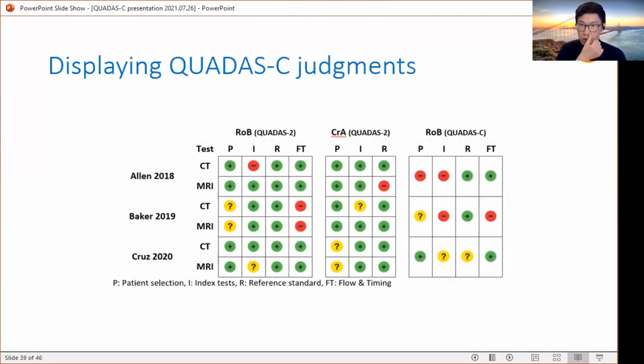So this is how QUADAS judgments are typically displayed, and mostly we think that when doing comparative accuracy reviews, you would like to display both QUADAS-2 and QUADAS-C results simultaneously. Here you see on the left side the QUADAS-2 results for each index test, that's CT and MRI. CRA stands for concerns regarding applicability, also coming from QUADAS-2. And the QUADAS-C results are displayed for the comparison between them.